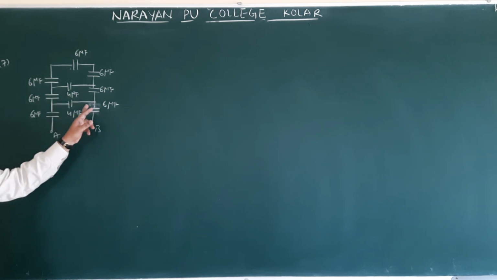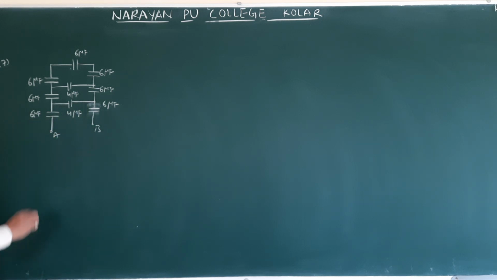So these three are in series. Therefore 6 by 3, that is nothing but 2 microfarad. So we don't need to solve step by step, or draw a circuit. By following that logic, you will get the answer. 2 microfarad. That is which option? Second option.